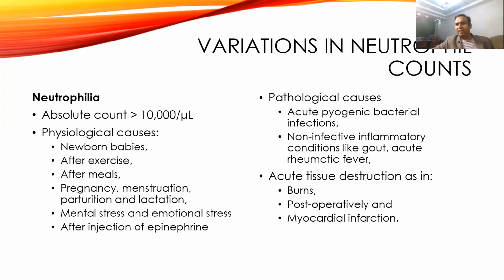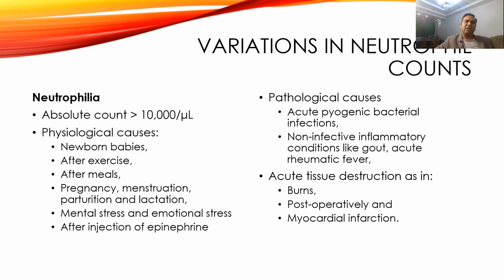In a newborn baby, it is already under stress. That's why there is increased count. While exercising, mental stress and emotional stress will increase sympathetic activity, and that will pull the marginal pool into the central pool, and that's why there is an increase in the count. Pregnancy and menstruation are also stress factors, and because of stress, there is an increase in neutrophil count.